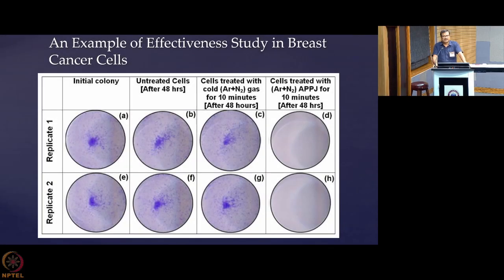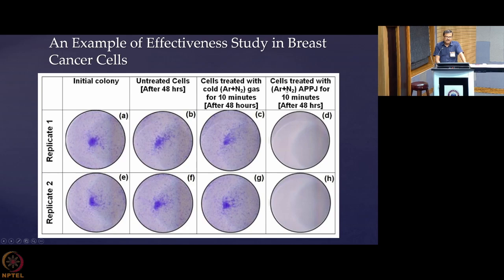Now here is one example of the effectiveness of this cold plasma jet on breast cancer cell lines. What you are seeing here is the initial colony; this is study 1 and this is study 2, we call them replicate 1 and replicate 2. The initial colony is like this, then the untreated cells after 48 hours go like this. Then the cells treated with argon nitrogen gas only, sorry, this is no plasma, only gas, for 10 minutes, after 48 hours go like this. So the cells are alive.